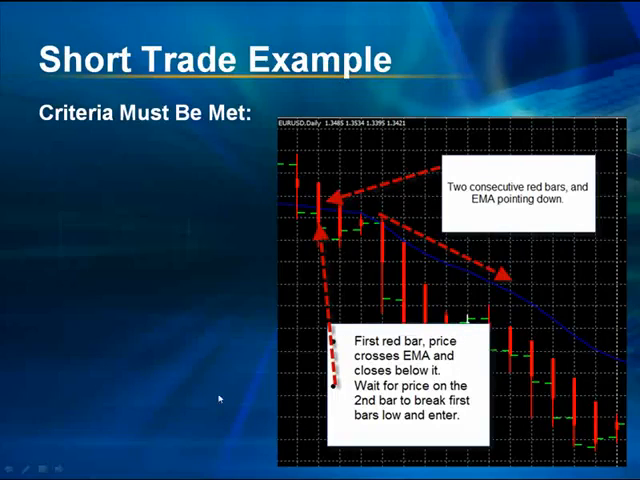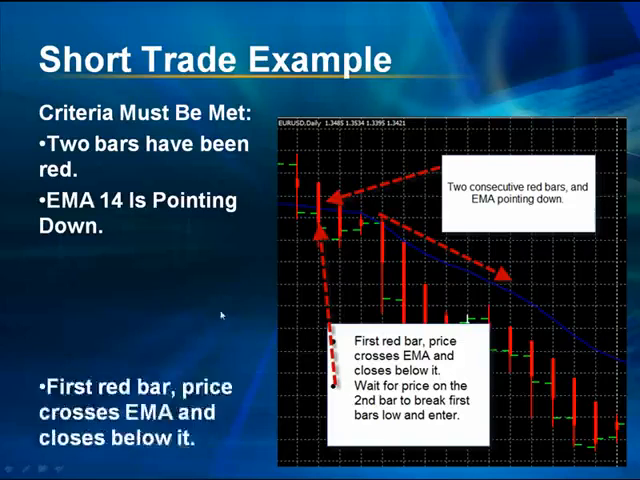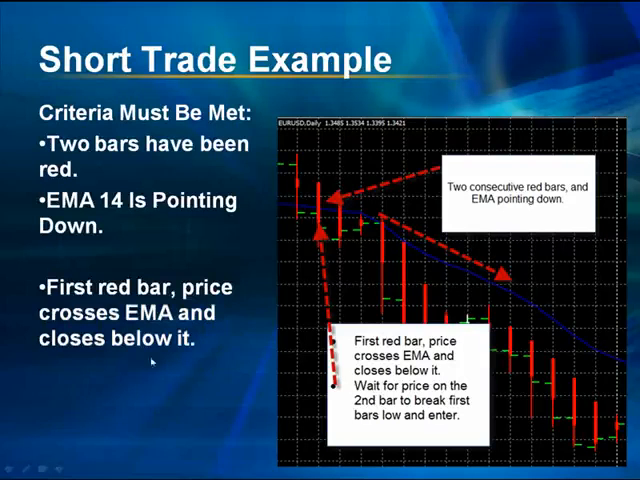So let's just take a look at an example on the presentation here, and then we're going to show you some examples on the MetaTrader charts themselves. So looking here, we have a screenshot of a chart. We look to see that our criteria has been met. We have 2 consecutive red bars, and the EMA 14 is pointing downwards. It just has a slight slope at this point, but it's still sloped downwards, so that criteria has been met. We then look for our entry point.